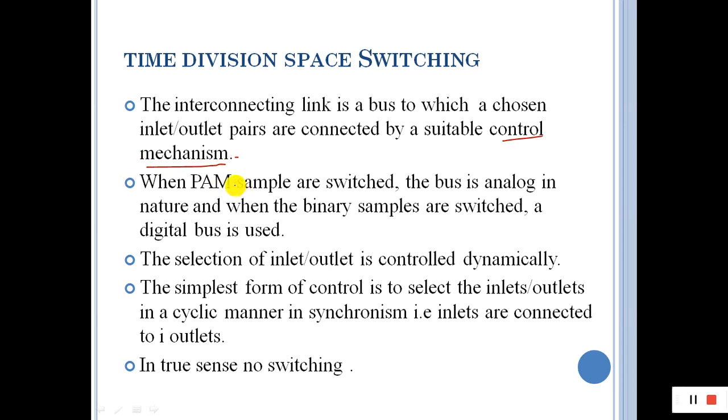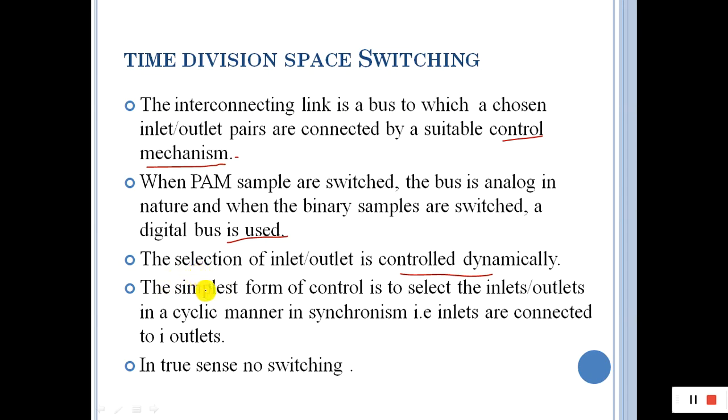When PAM samples are switched, the bus is analog in nature. So when we have PAM samples, obviously this is analog in nature, and when binary samples are switched, a digital bus is used. The selection of inlet and outlet is controlled dynamically, that is, which inlet should be transferred to which outlet is controlled dynamically.